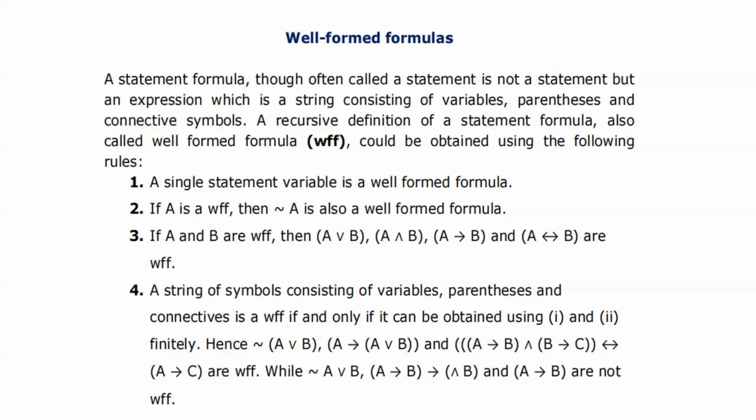Now here, rule number 1, rule number 2, and rule number 3 conclude what exactly a well-formed formula is. So a well-formed formula is a string of symbols in a single line consisting of variables, that means atomic propositions, proper parentheses, and connectives. So here we can conclude that on a single line, if the arrangement of basic connectives, the arrangement of atomic propositions, and the arrangement of parentheses are present in a proper manner, then that particular string we can say is a well-formed formula. Is that clear?